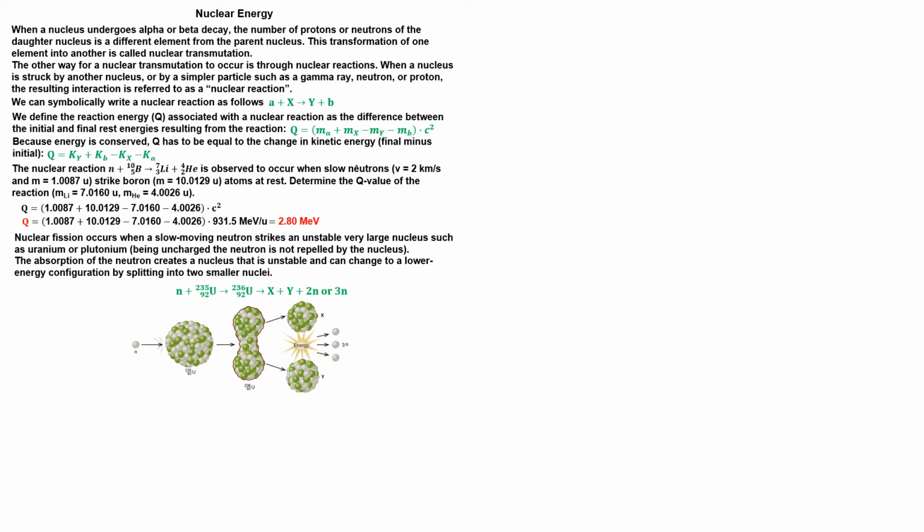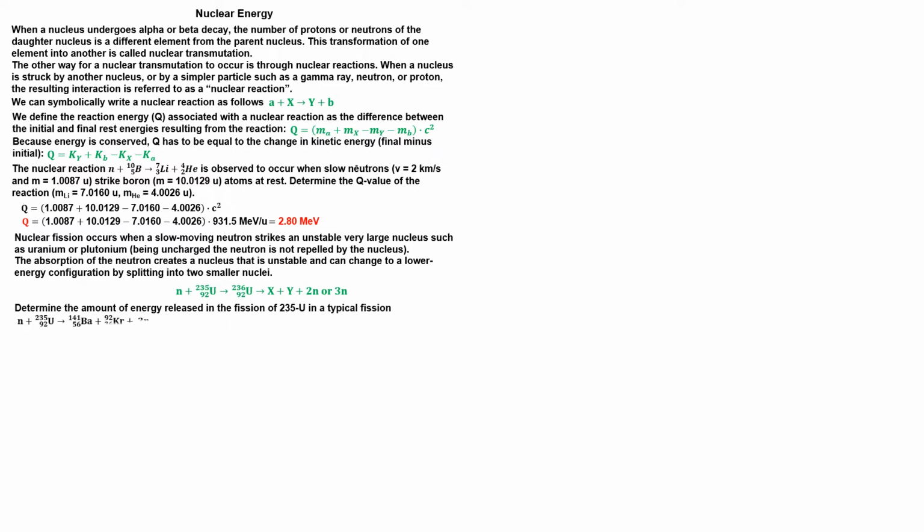In any fission reaction, there are many combinations of X and Y that satisfy the requirements of conservation of energy and charge. In the case of uranium, for example, approximately 90 daughter nuclei can be formed. Let's solve one example.